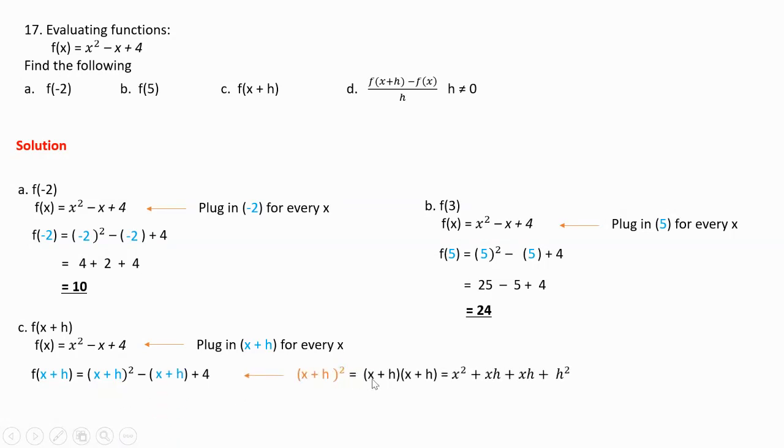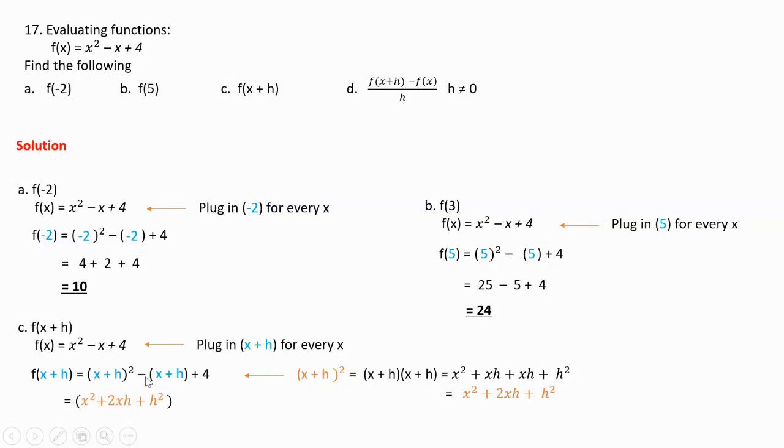Now, x plus h squared is equal to, here we're going to do the FOIL. x plus h squared is equal to x plus h times x plus h. So we multiply x times x, which gives us x squared. x times h gives us xh. h times x gives us xh, and h times h gives us h squared. The two middle terms can be combined because they're like terms. So it's going to give us x squared plus 2xh plus h squared. So we're going to replace x plus h squared with that.